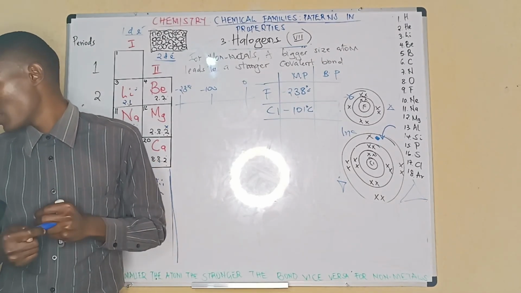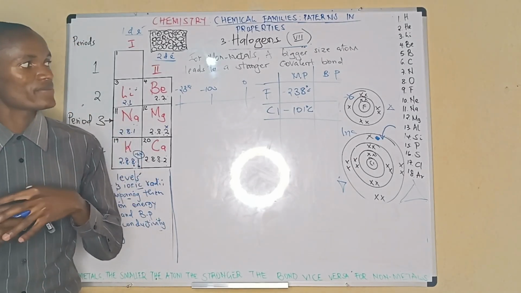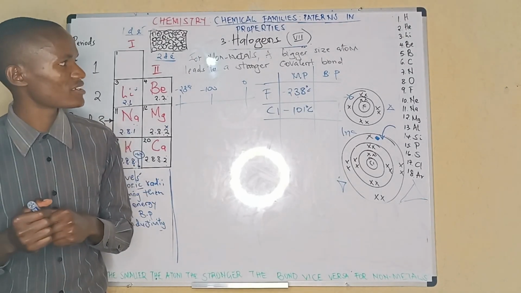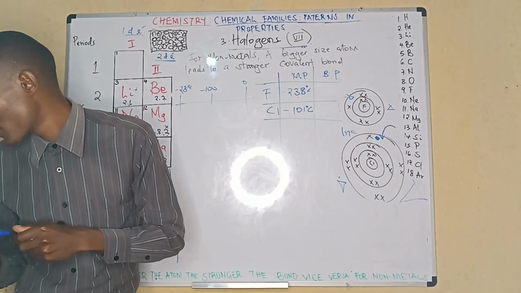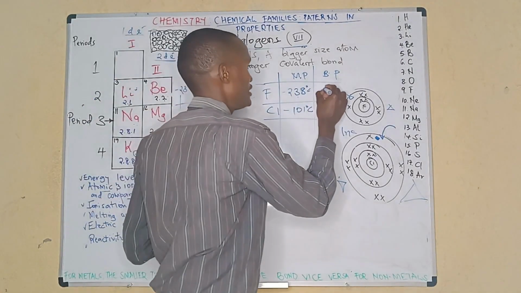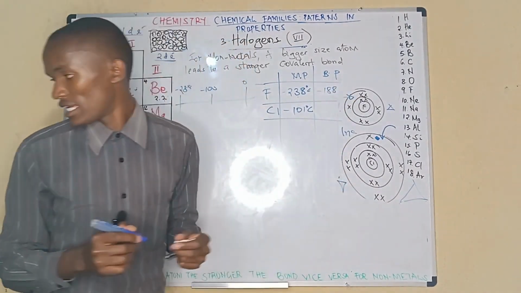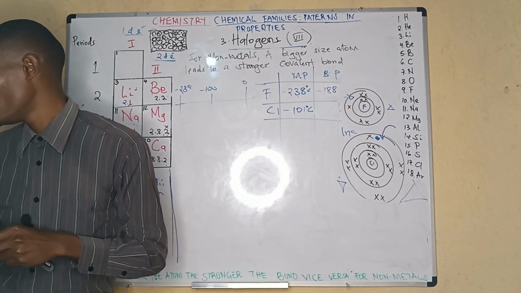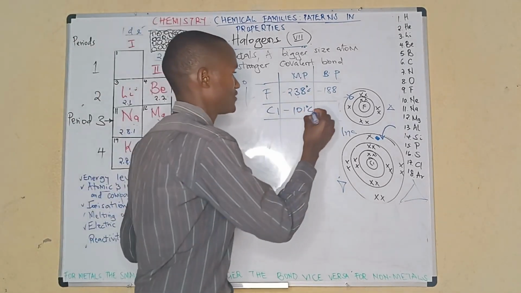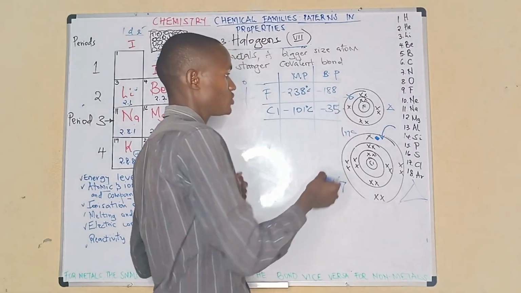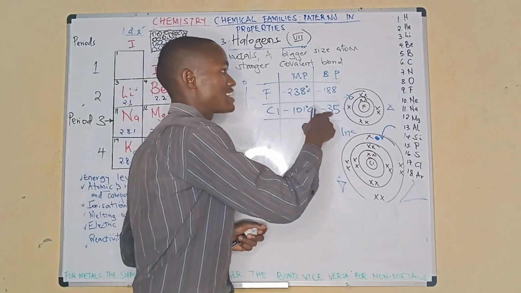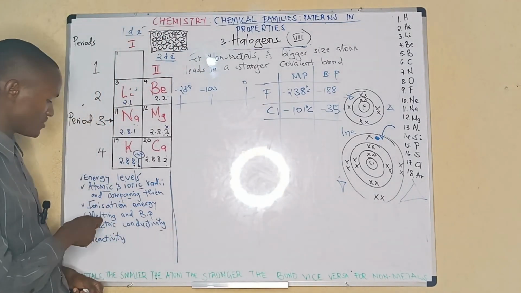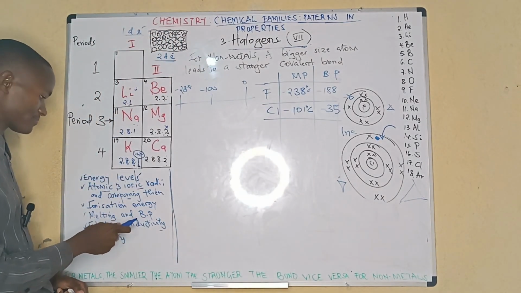Now, let me just read the boiling points and see if they are following the same trend. The trend for the boiling points of fluorine. Fluorine has a melting point. Oh, that was melting point. Fluorine has a boiling point of negative 188 and a melting point, and chlorine has a melting point of negative 35. So the same case holds, that negative 35 is higher than negative 188. Done with the melting and the boiling point.